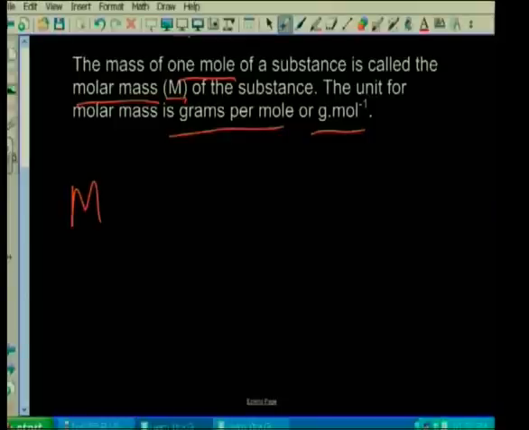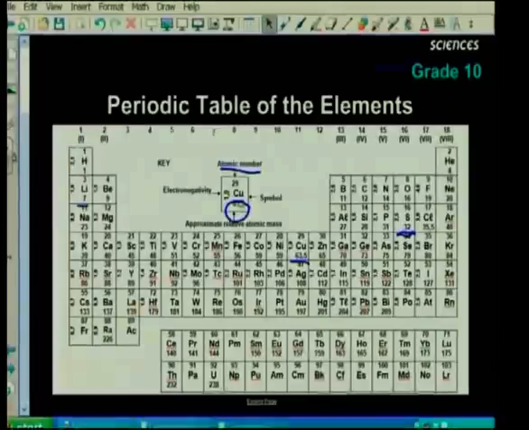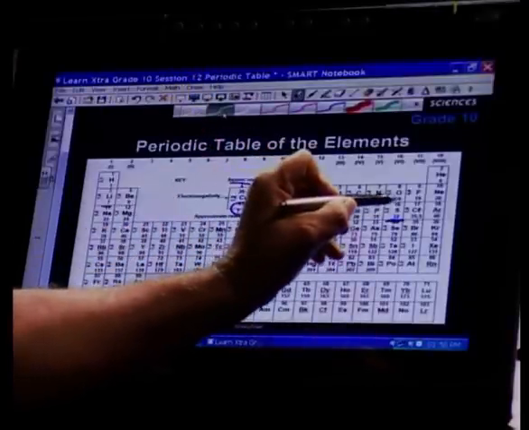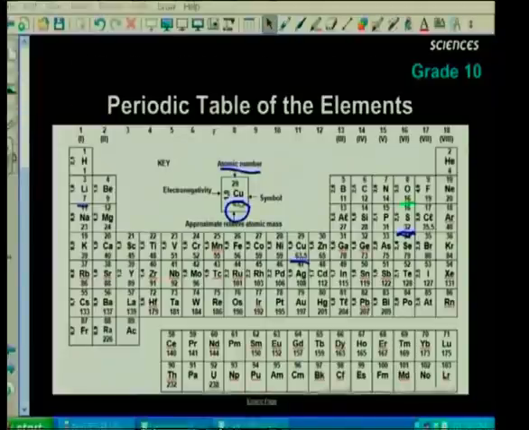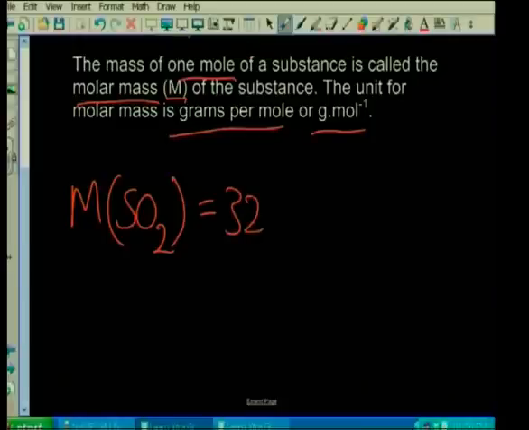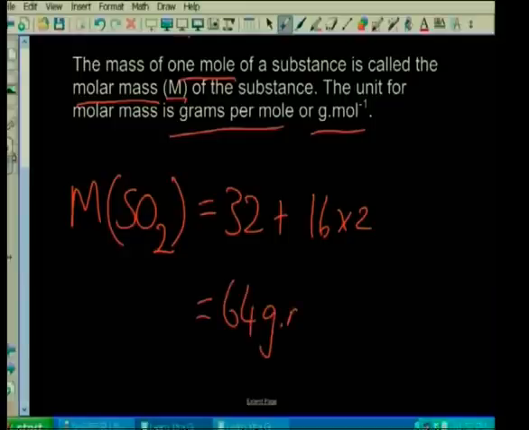So the molar mass, I always put it in a capital M, of sulfur dioxide, SO2, close the brackets, and we're now going to use the periodic table to calculate in the right ratio. So let's use the periodic table. Sulfur, notice 32. Oxygen, while I'm at it, just to pick it up, oxygen over there, 16. That's 1 oxygen. So sulfur is 32, there's only one of them, plus 16, but there were 2 oxygens, so times 2. So 32 plus 32 gives me 64 grams per mole.